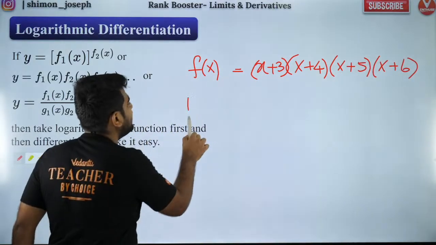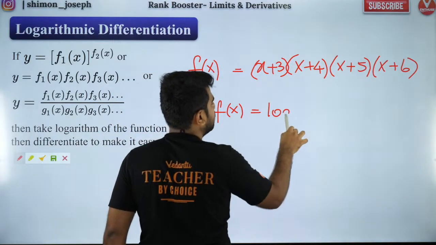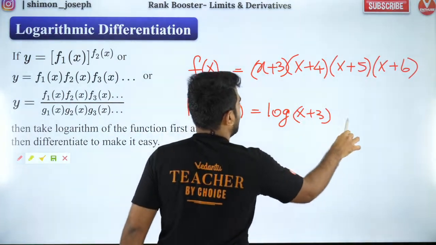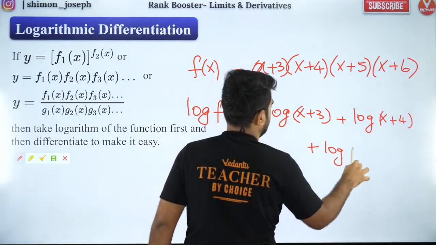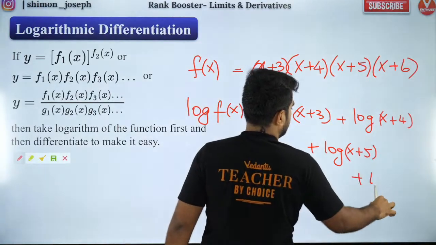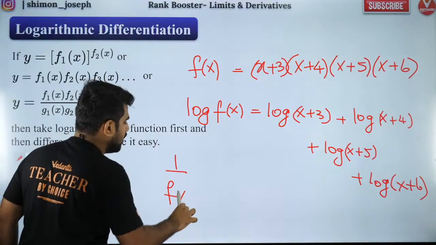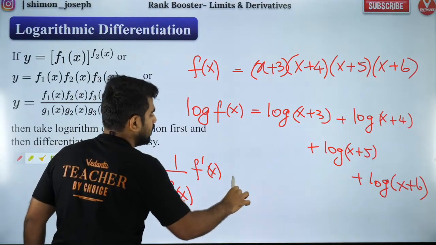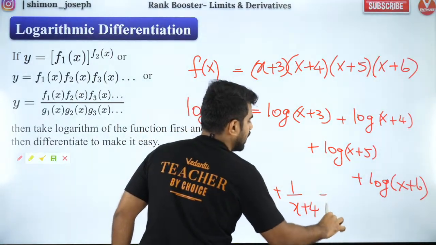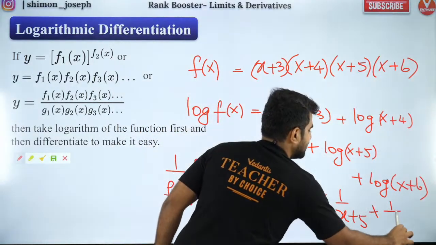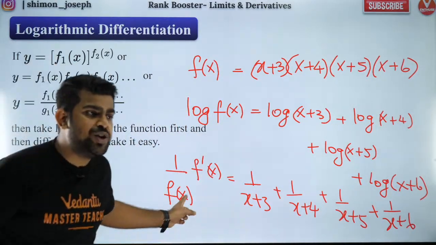Why, sir? If I take log of f of x, I'll get log of (x plus 3) plus log of (x plus 4) plus log of (x plus 5) plus log of (x plus 6). Now can I differentiate it? It becomes laddu. If I differentiate it, I'll get 1 by f of x into f dash of x is equal to 1 by (x plus 3) plus 1 by (x plus 4) plus 1 by (x plus 5) plus 1 by (x plus 6). Isn't this super simple? Are you all clear with this?